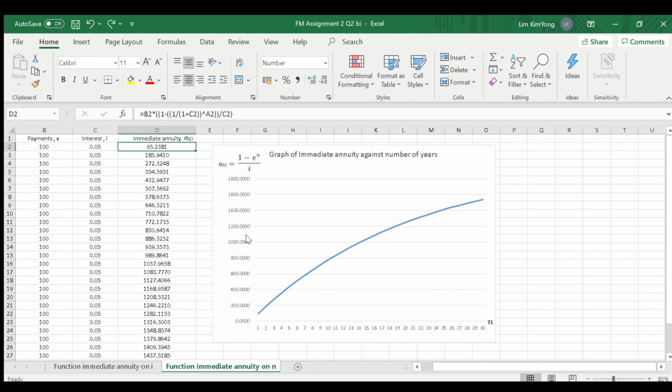To be more clear, this is the graph of immediate annuity against number of years, that is the graph of a angle n against n. Because I chose to do the present value of immediate annuity, this is the shape of the graph. Why is it different from the previous one? It is because, as we can see, when n increases, a angle n also increases. So the relationship between them is directly proportional. So that's all from me.